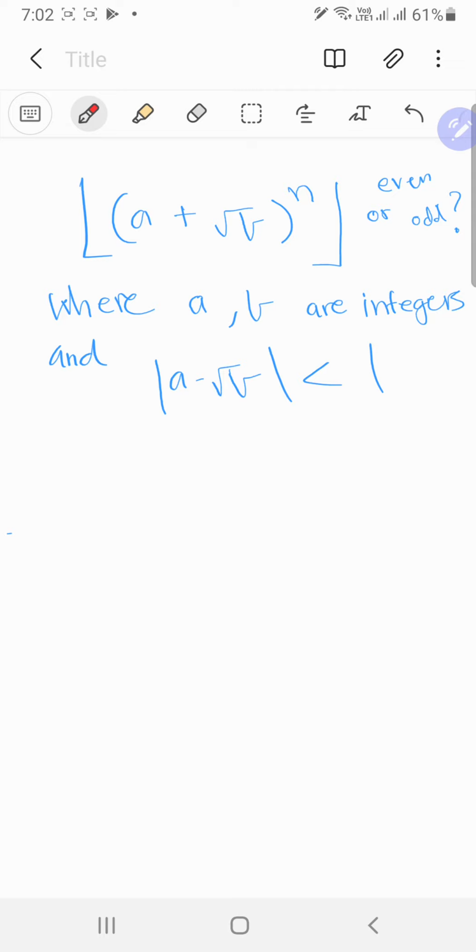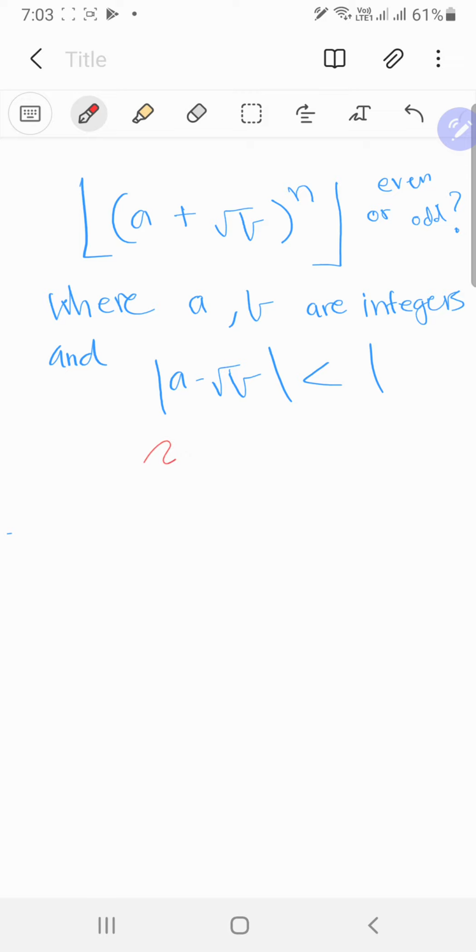So here a and b are integers, and b is some kind of square-free integer most generally, but it may also be some square. We don't care about that. And a − √b, this difference is less than 1 in magnitude. So we need to find whether this floor is even or odd. So let us see what we can do.